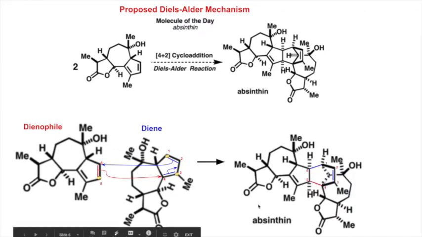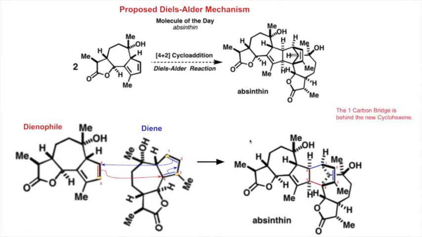Now, this is kind of weird. This is not drawn the way we usually do it. You can see there is a one carbon bridge, but it's behind the new cyclohexene. So this is the one carbon bridge right here, which is this carbon right here. That carbon is this one carbon bridge, and there's a bond going behind the alkene that was just formed. So this is like we're looking at the underneath of a bicyclic compound. And so yeah, these two carbons with the arrows pointing, they are bonded behind the alkene. It's not drawn the best.